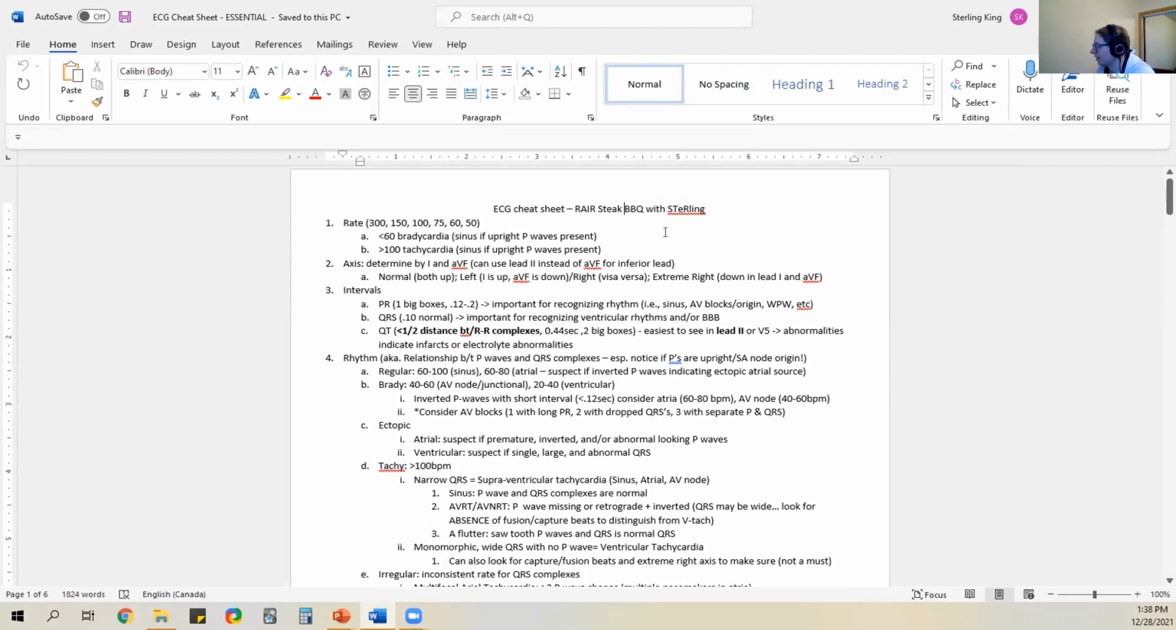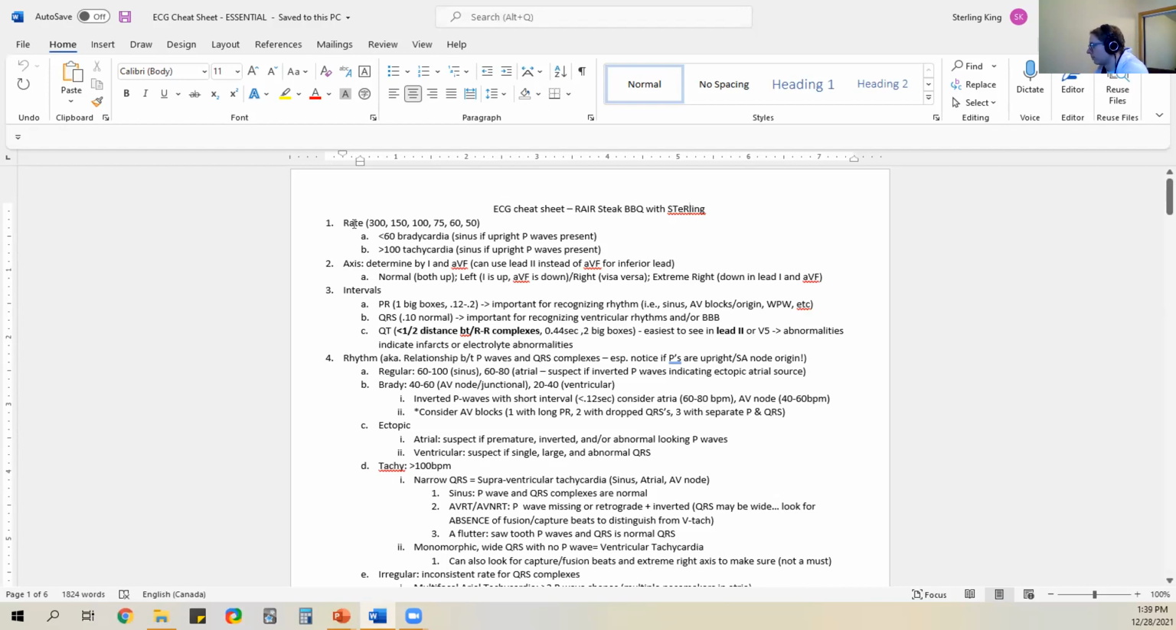BBQ: the BB stands for bundle branch blocks. Q stands for Q waves. ST stands for Sterling, and also ST segment, and R stands for R waves, so R wave progression. At this point, you probably aren't going to be able to absorb everything that we just said with that little sentence, but it's just getting you oriented to what this is.